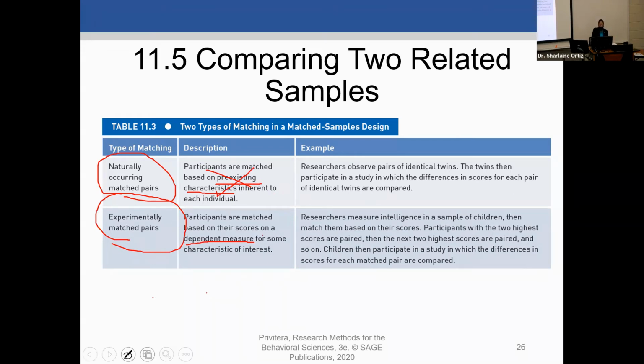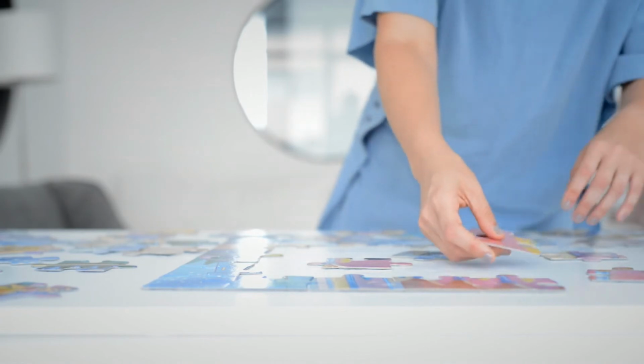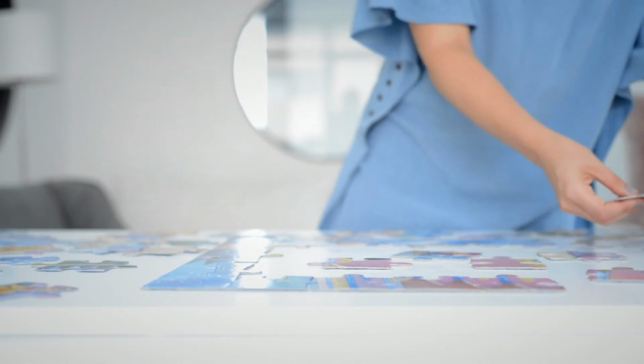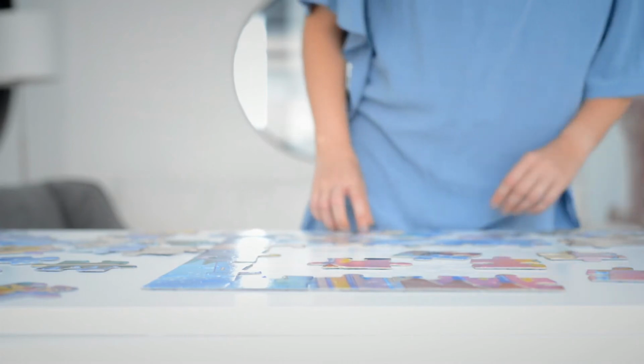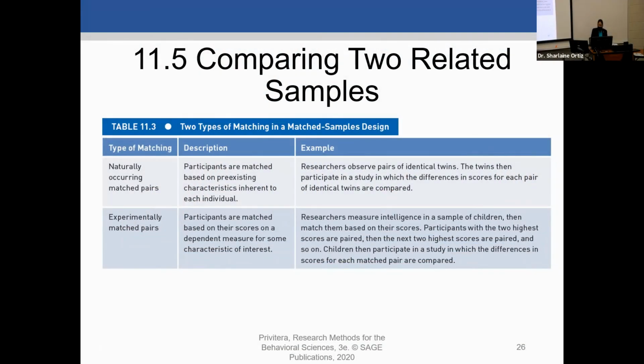If we look at the example provided in your slides, imagine that you are a researcher interested in measuring intelligence, particularly that of children. So in regards to our population definition, you are geared towards children. In this hypothetical example, you are going to match those children based on their scores.